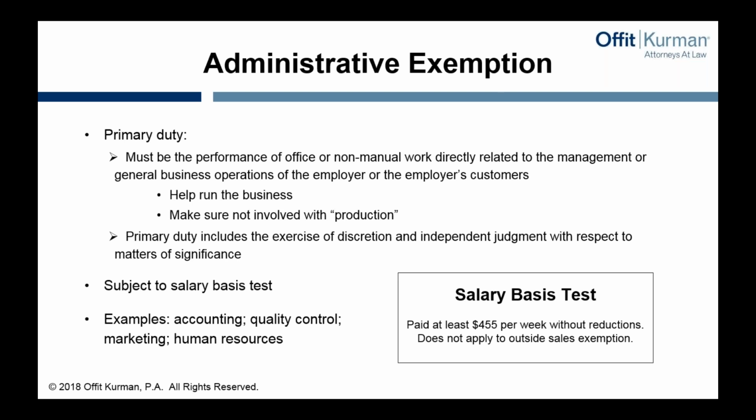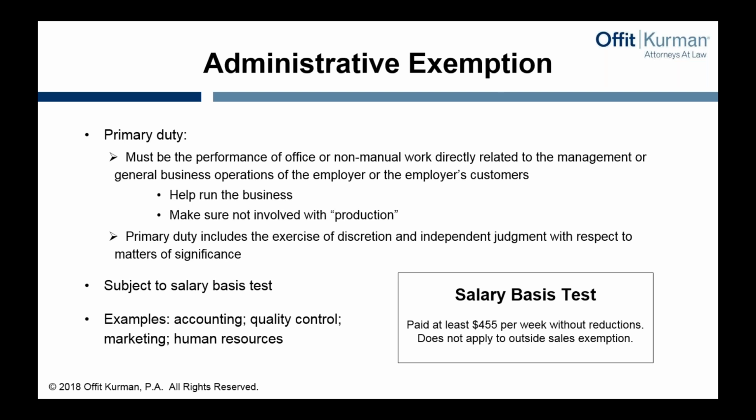And so with respect to the administrative exemption, a common misconception is that this is the work of an admin or an administrative assistant. That's not the case. The administrative exemption covers the type of work that could be done at any company in any industry. So, for example, many businesses have an accounting department, a marketing department, or some sort of human resources function. These are the types of positions covered by the administrative exemption because they directly relate to the management of or general business operations of the employer.